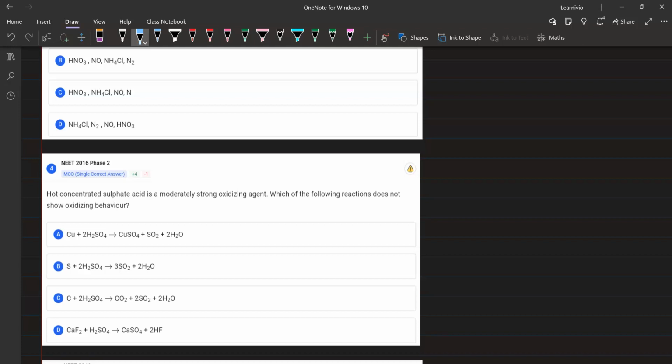Hot concentrated sulfuric acid is a moderate strong oxidizing agent. Which of the following reactions does not show oxidizing behavior?